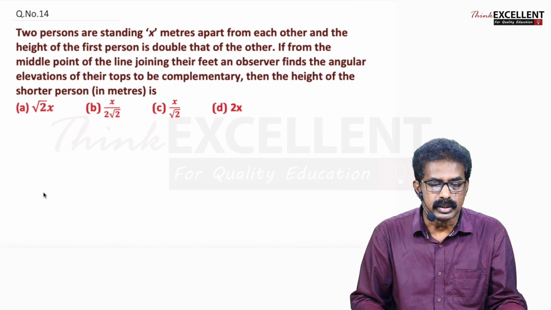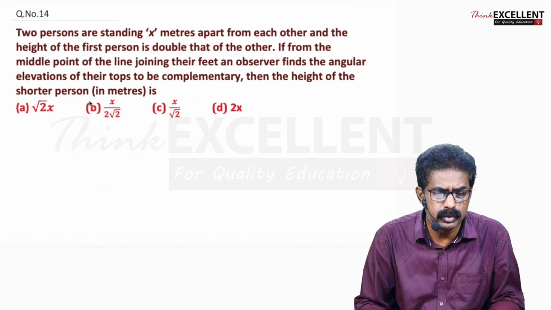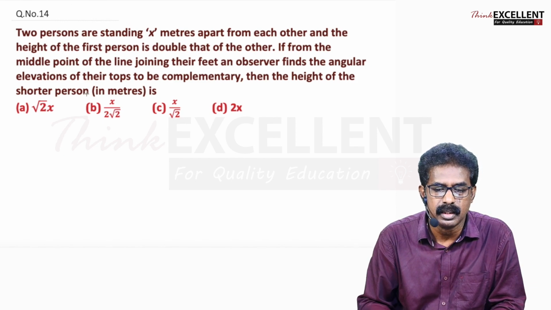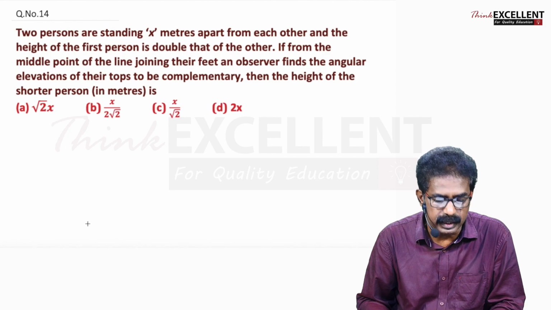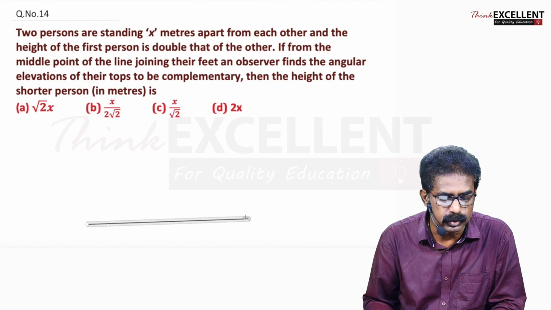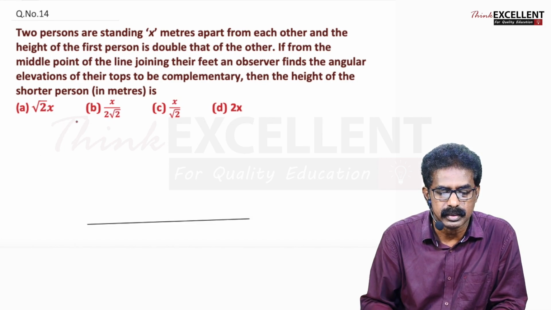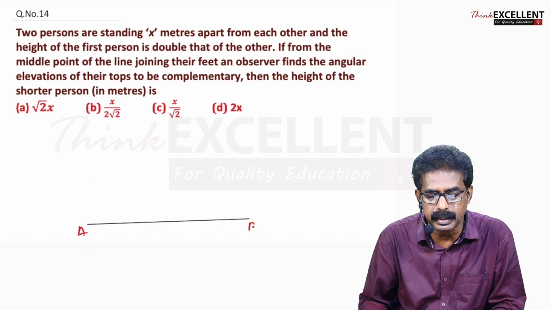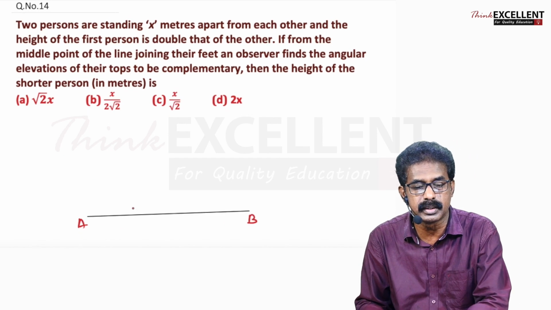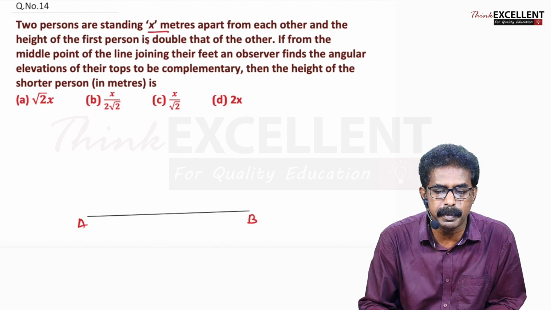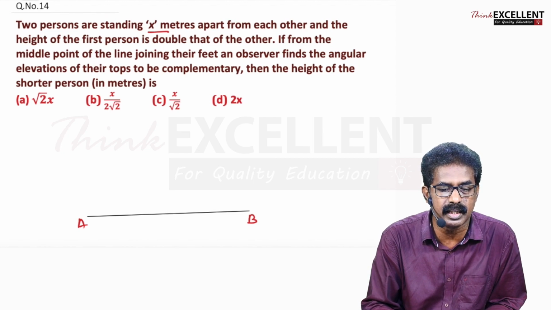Now let's move on to question number 14. Two persons are standing x meter apart from each other. See, one person is here and another person. A and B are two persons. What's the distance between them? The two persons are standing x meter apart from each other, and the height of the first person is double that of the other.